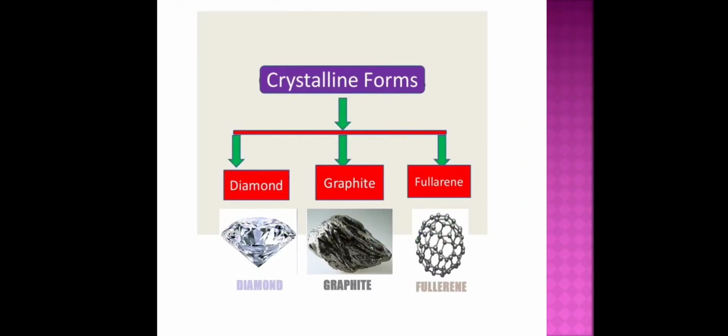So now let's see the crystalline forms of carbon. The first one being diamond. The next is graphite and the third one is fullerenes. Fullerenes also consist of nanotubes.